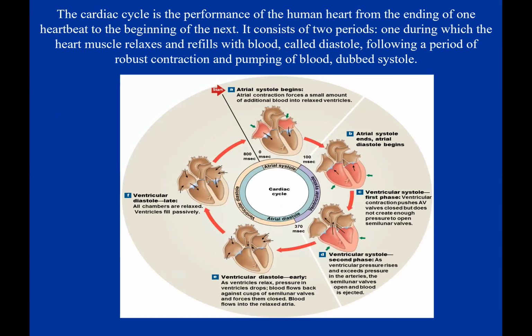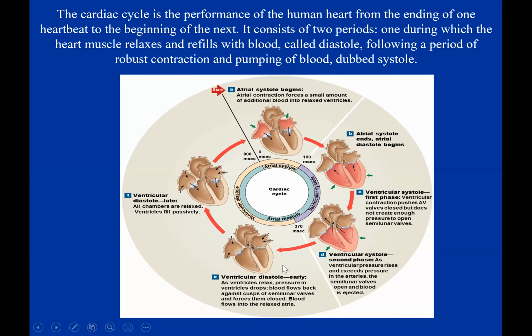to the next heartbeat. So to repeat one more time, the action potential develops in the SA node and atrial systole begins. The atrial contraction will force blood into the relaxed ventricles. So the AV valves will open. So when this relaxes, this will contract. So when the atrium relaxes, the ventricles will contract, and when the ventricle contracts, the atria will relax.